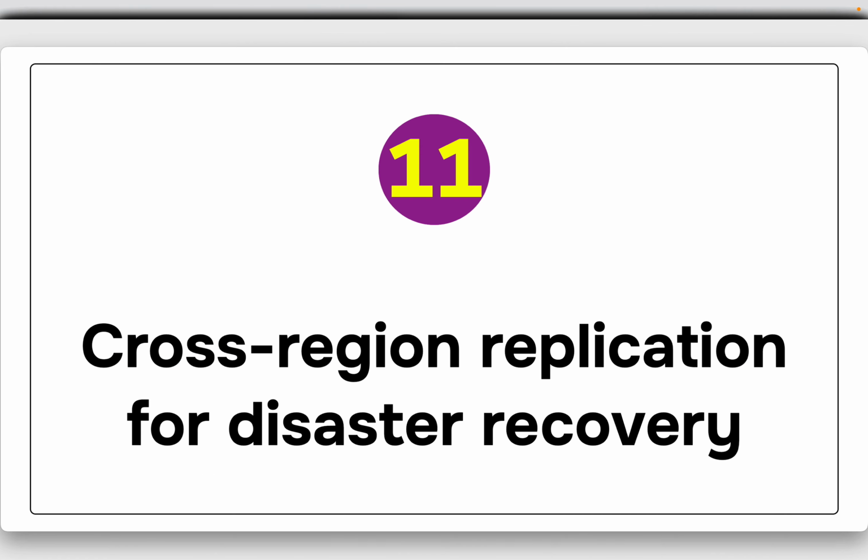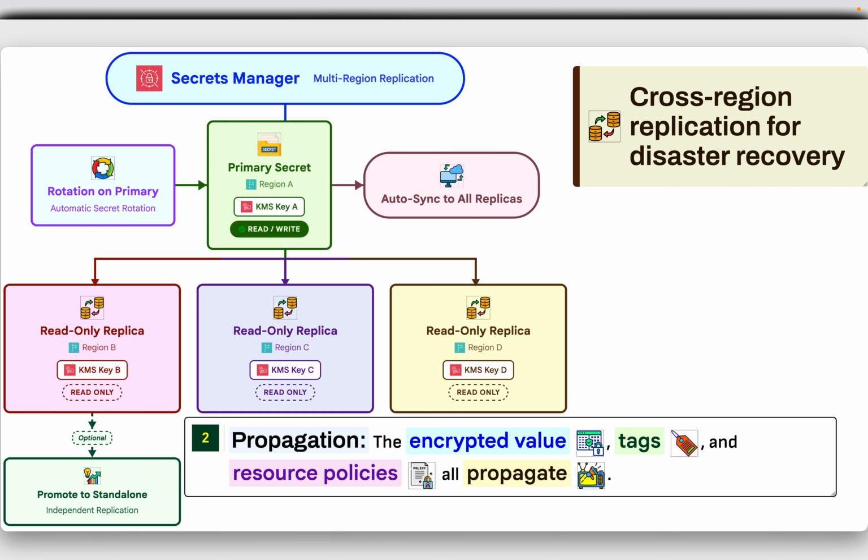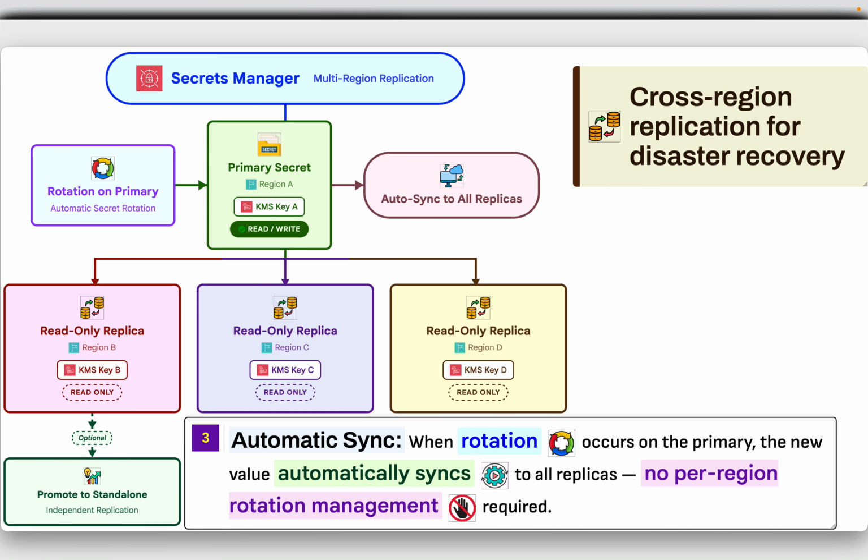Eleventh topic is cross-region replication for disaster recovery. Secrets Manager replicates secrets to multiple AWS regions as read-only replicas linked to a primary. The encrypted value, tags, and resource policies all propagate to the replicas. When rotation occurs on the primary, the new value automatically syncs to all replicas. No per-region rotation management is required.